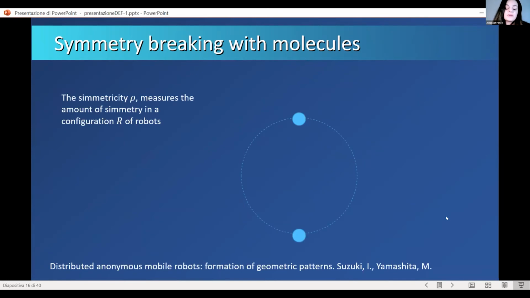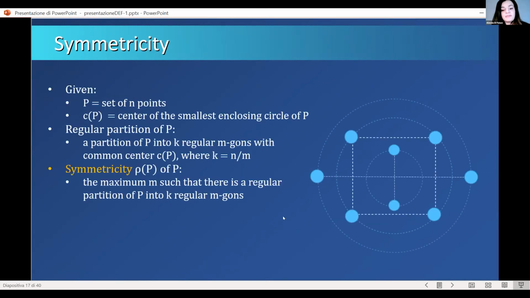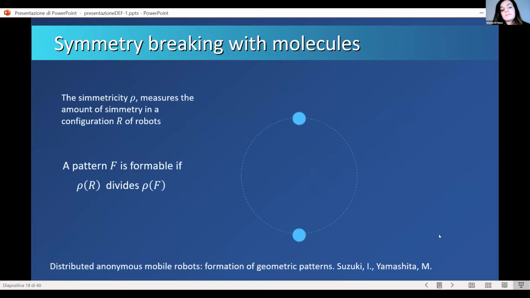Informally, the symmetricity of a configuration is the number of equivalent robots. More formally, given a set of points and a partition of them into regular polygons of m size, the symmetricity of the configuration is the maximum value of m such that there is a regular partition of the configuration into polygons of m sides. In this case, the symmetricity is 2. In the Moblot model, only patterns with the same symmetricity of the configuration or a multiple of the current one are achievable. Symmetry is a measure of the stiffness of the system. The greater the symmetry, the more robots will move together in the worst case.